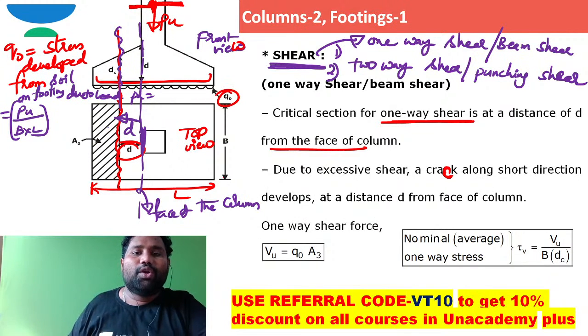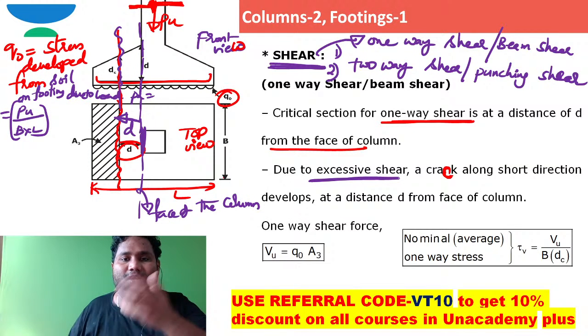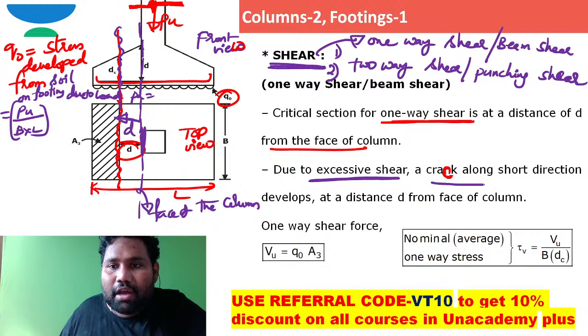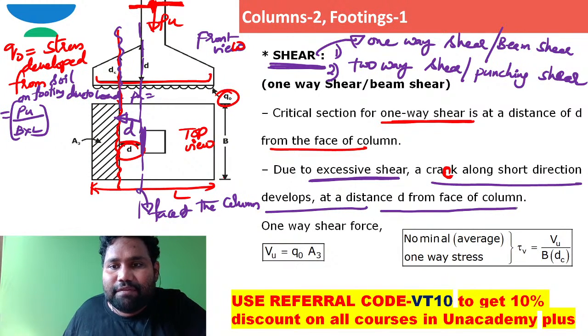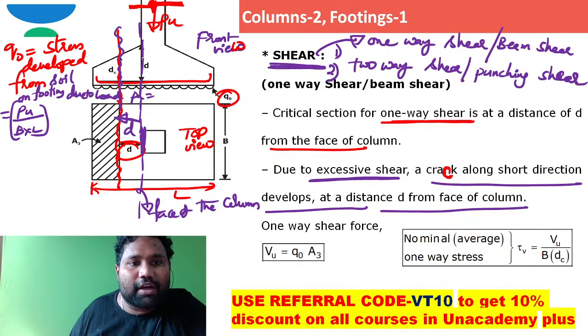Now, due to this excessive shear, how does the crack originate? Due to this excessive shear, a crack along the short direction develops at a distance of d from the face of the column. So this crack is developing along the shorter direction. This is the shorter direction.